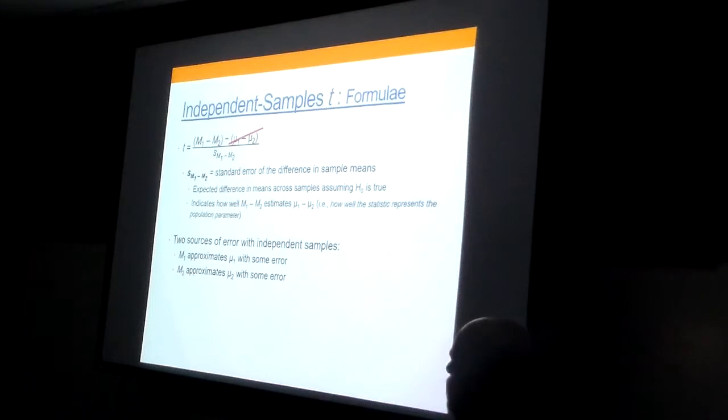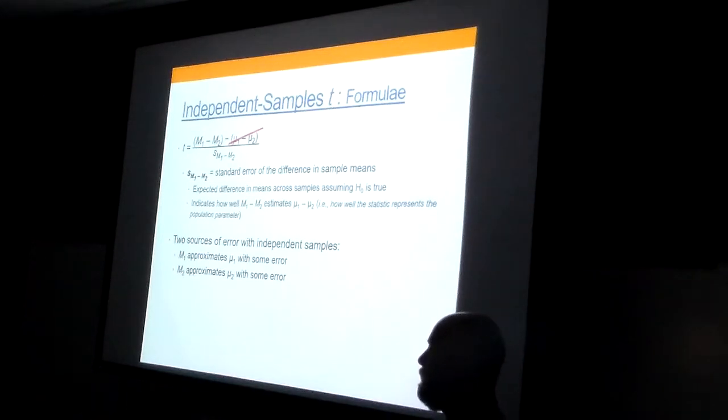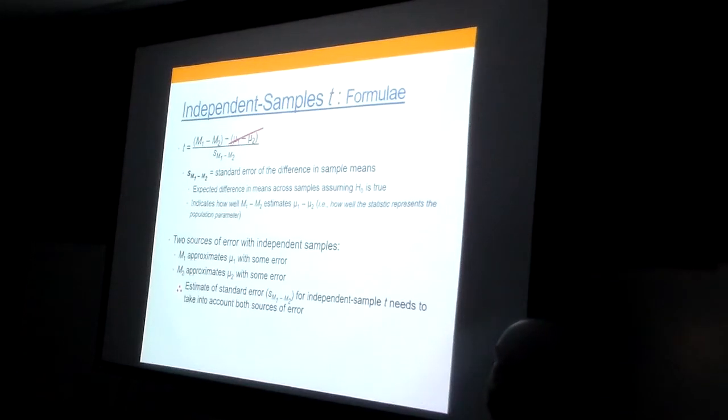But what gets tricky when we're calculating the standard error of the difference in means is that we've got a couple different sources of error. Our sample mean 1 approximates population mean 1 with some error. It's not even perfect. Then sample mean 2 is going to approximate population mean 2 with some error. And so there's going to be some stuff there, right? So we've got two different things that are contributing to our error. As a consequence, for our independent sample t-test, we need to take into account both of these sources of error.